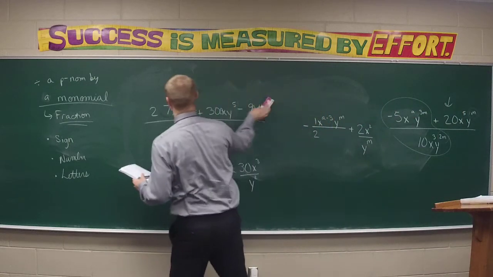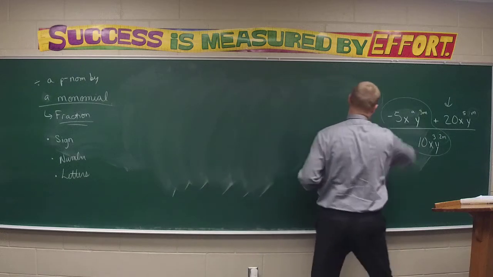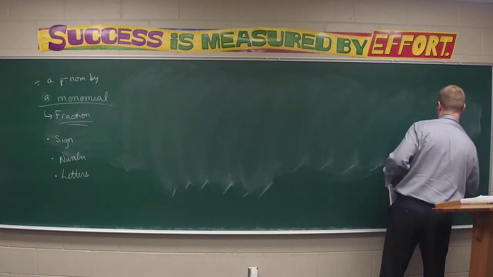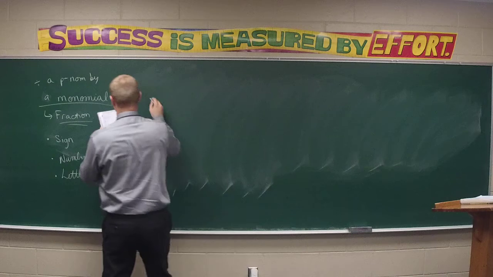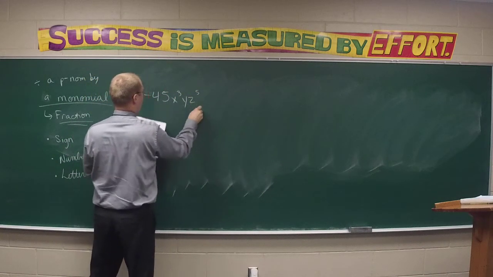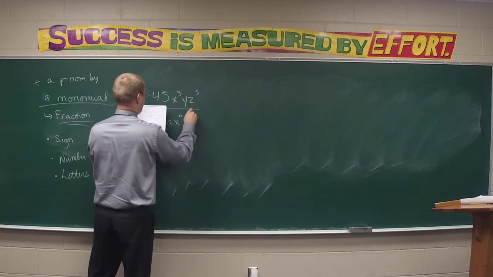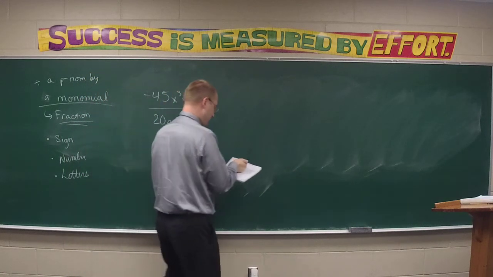Not in your book, though. So I'm going to give you 3 of these to work on your own. Let's see if you can go 3 for 3 here. First one's going to be a negative 45 x cubed y z to the 5th, being divided by a 20a x to the n y cubed z squared. And I'll put the next 2 up while you work that.